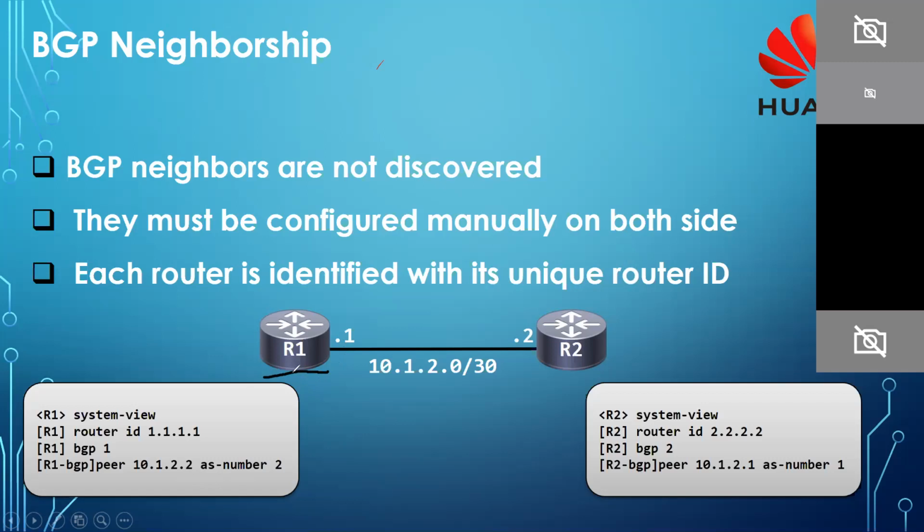In this case, in R1 for example, if we don't specify a router ID, if R1 has a loopback interface, R1 will choose this loopback interface. In this case, R1 doesn't have a loopback interface, so it will choose this IP address as a router ID. So if we don't specify a router ID in R1, R1 will pick 10.1.1.2.1 as a router ID. But it's recommended that you type the router ID manually. Okay, so continue.